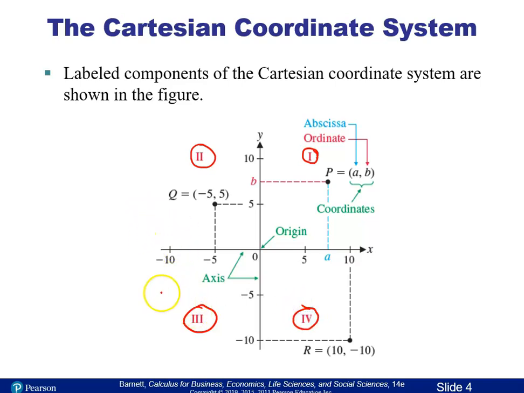In the third quadrant, both the x and the y coordinates are negative. The second quadrant, it's a negative and then a positive. And in the fourth quadrant, it's a positive and then a negative, because we always have our x coordinate first and then our y coordinate.